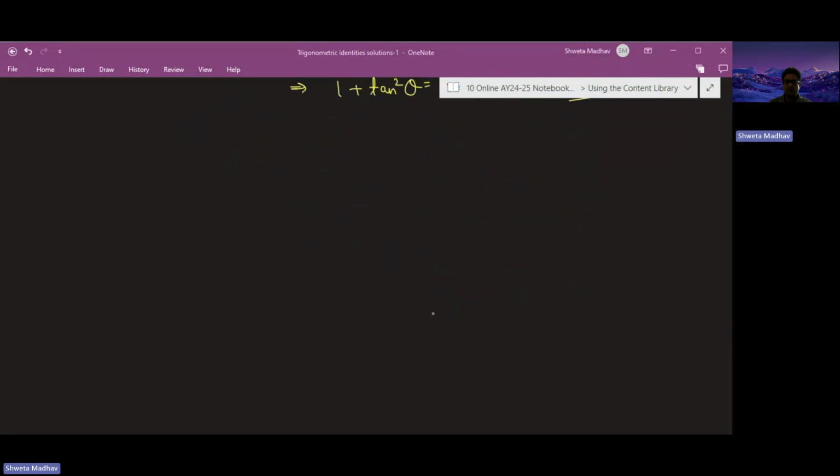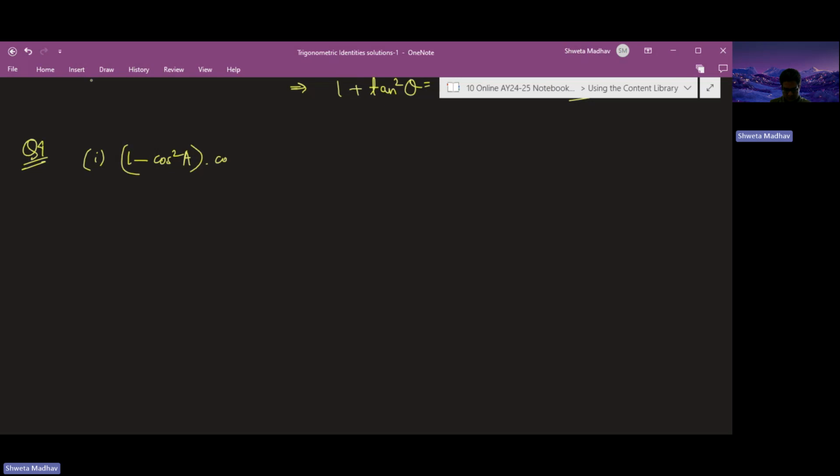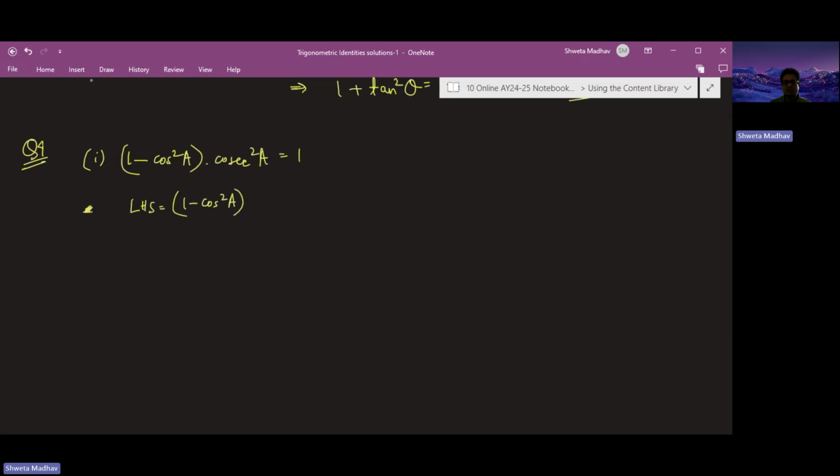Hello everyone. So here we will solve the exercise 1, question number 4, of the chapter Trigonometric Identities. It has been told to prove that (1 minus cos square a) into cosec square a is equal to 1. So now we have to start from the left hand side. The left hand side is given as (1 minus cos square a) into cosec square a.